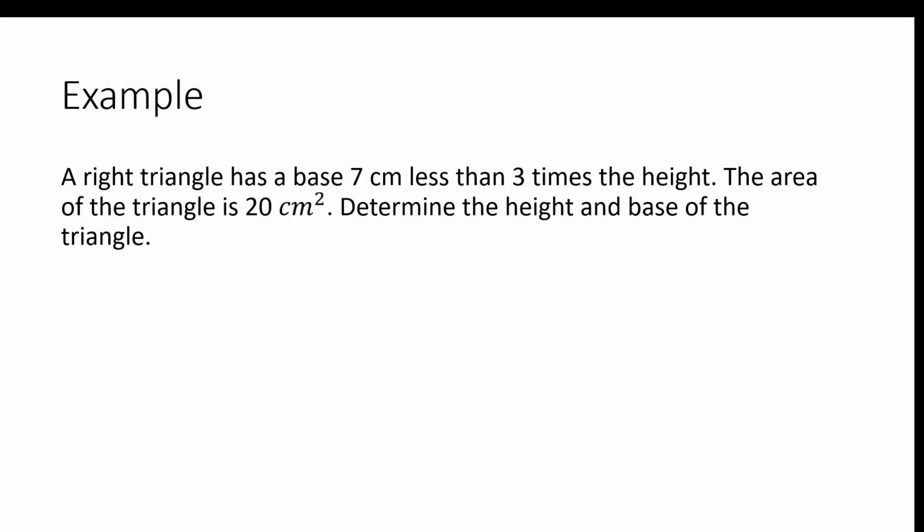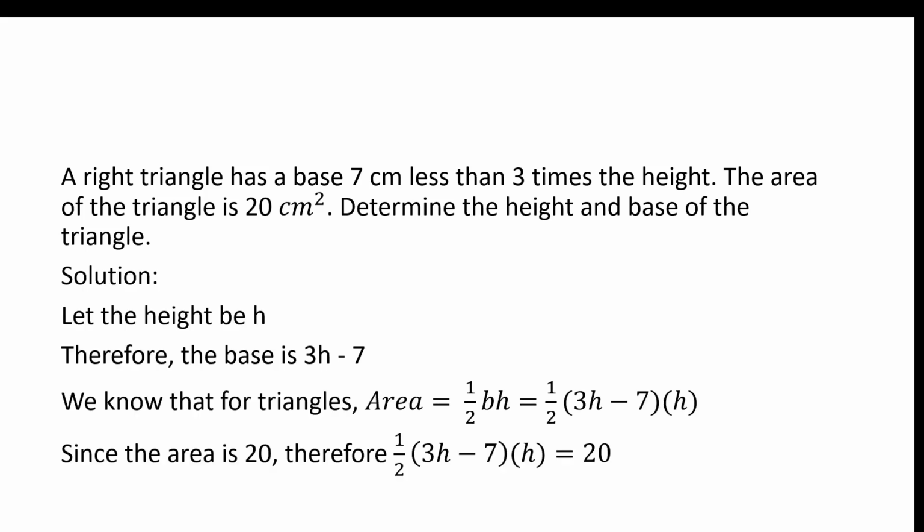Now, this next question tells us that a right triangle has a base 7 centimeters less than 3 times the height. Okay, so let's think about that for a second. 7 centimeters less than 3 times the height. Now, the area of the triangle is 20 centimeters squared. So what we're going to do, we're going to picture this right triangle.